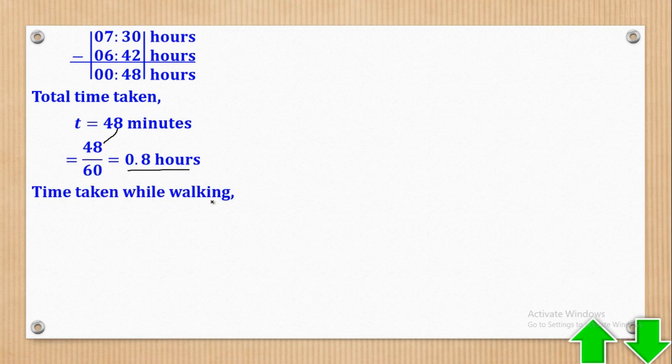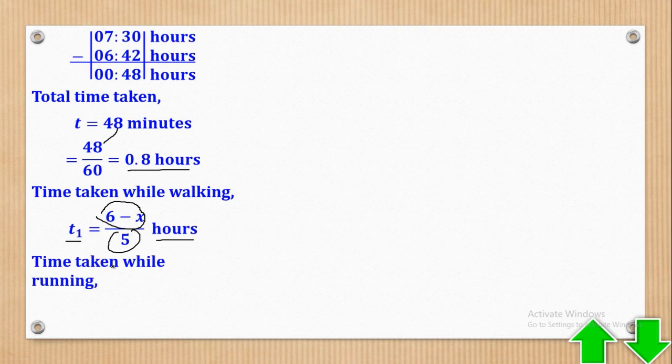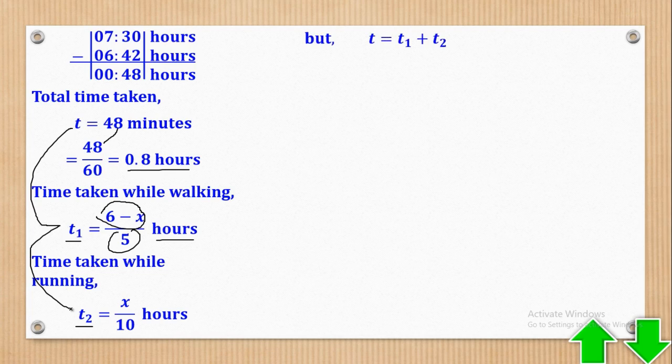Therefore, the time taken while walking will be equal to the distance over speed. So distance is 6 minus x, and speed was 5 kilometers per hour, and let the time be t1. Then time taken while running will be x over 10, where x is the distance covered while running and 10 is the speed used while running, and let it be t2. But we know that the total time t is equal to t1 plus t2. Next is to substitute. So when I substitute, t is 0.8, t1 is that, and t2 is that.